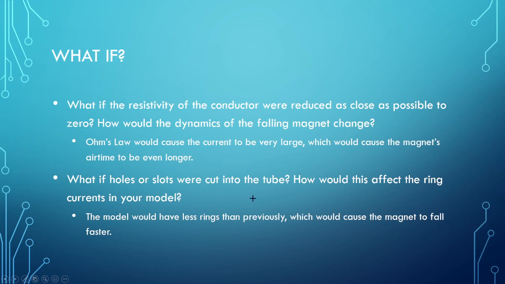What if holes or slots were cut into the tube, and how would this affect the ring currents in your model? The model would have fewer rings than previously, which would cause the magnet to fall faster.